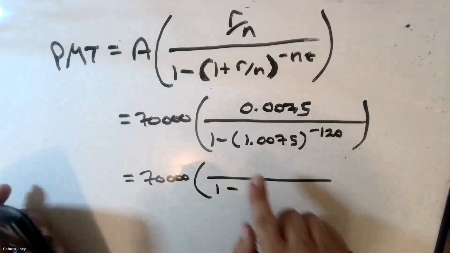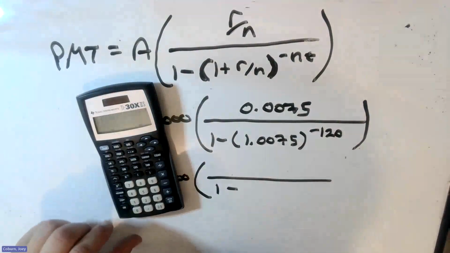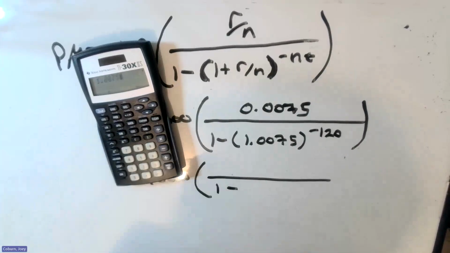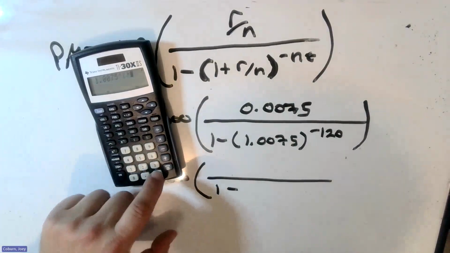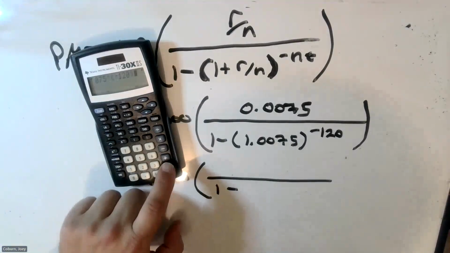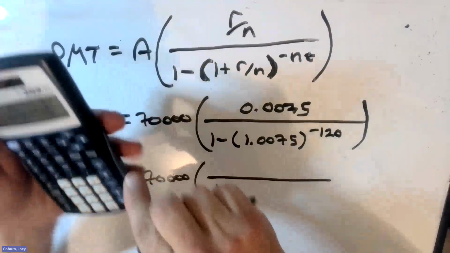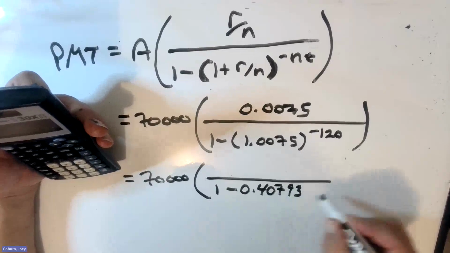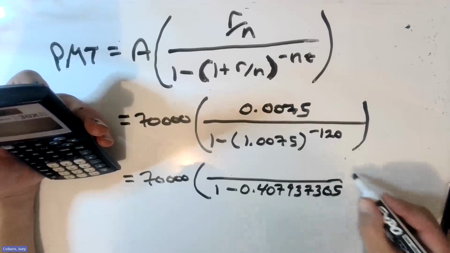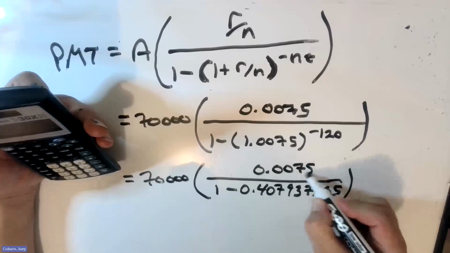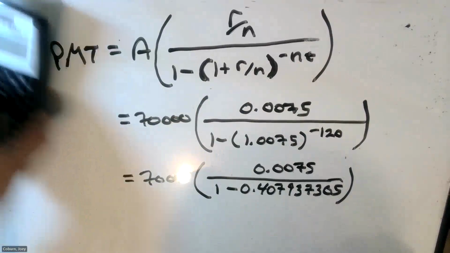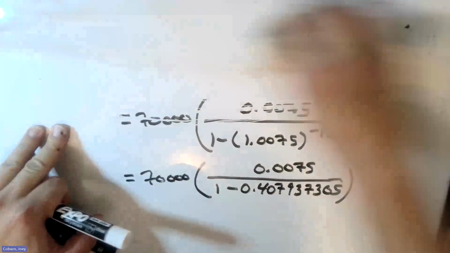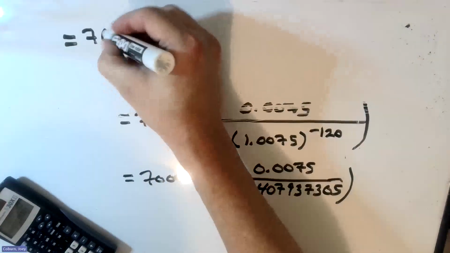So next up, let's apply this exponent to this number. So the way we can do that, take 1.0075. I'm going to give it the exponent, and just to be careful, I'm going to put everything in parentheses, negative 120, and then hit enter. And so that'll come out to 0.407937305. And I'm trying to use as many decimals as I can. So next, what I'm going to do, I'm going to do the subtraction. And again, that does get a little tedious. We'll hang in there.